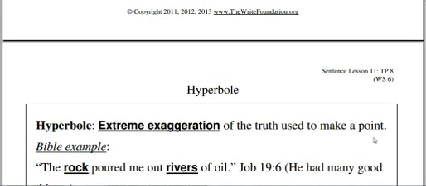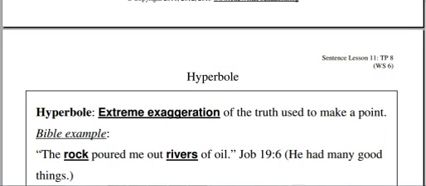So extreme exaggeration, here are a couple of biblical examples. The rock poured me out rivers of oil. It's found in Job 19:6. It's another way of saying he had many good things. So like idioms that we've covered before, such as it's raining cats and dogs, we would understand the underlying meaning of that to just say, oh, it's raining hard. In this case, this is sort of a biblical idiom. Meaning he had many good things, but the rock poured me out rivers of oil. It doesn't really happen.